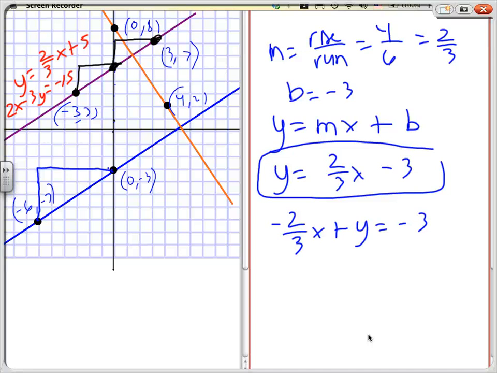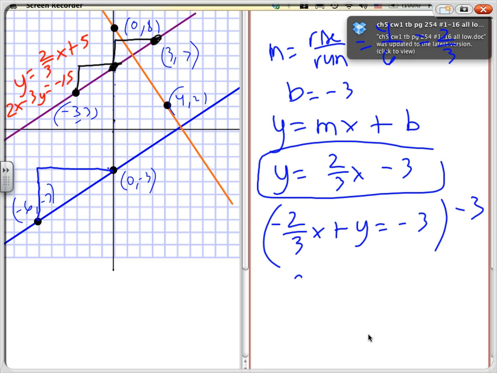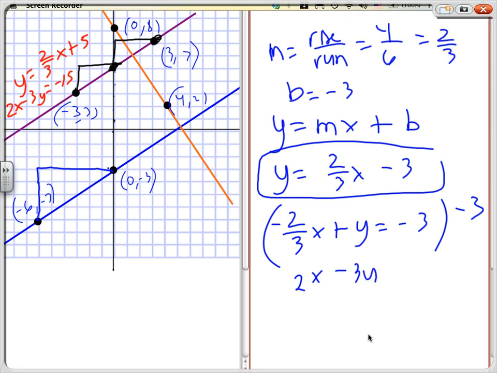No. What do we need to do? Multiply by negative 3. Okay, multiply the whole thing by negative 3. Why? Because we have to clear the fraction, remember? Oh, okay, so let's multiply. If we multiply it in here, what do you get? 2x over here, minus 3y.